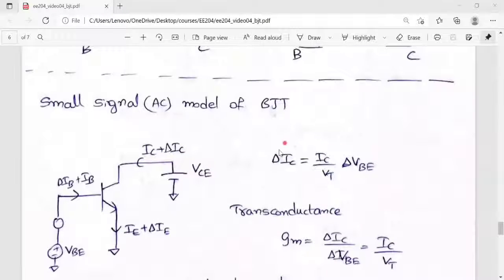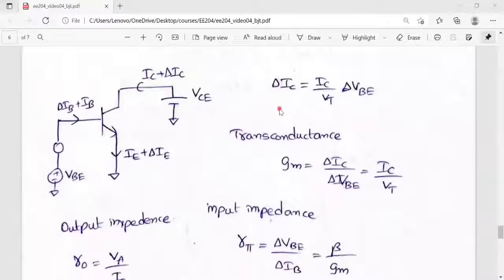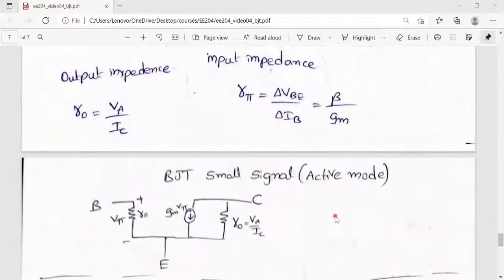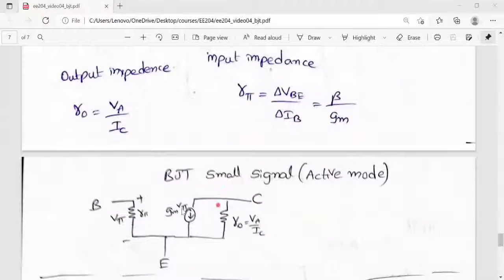Small signal analysis for BJT. From the above equations, we can differentiate IC with respect to VBE, and we can find transconductance gm is equal to delta IC by delta VBE. We get it as IC by VT. Output impedance is VA by IC, and input impedance r pi is equal to beta by gm. Finally, we'll get the BJT small signal model as this, with a voltage, the resistance r pi between base and emitter, an ideal current source, and r out between collector and emitter.